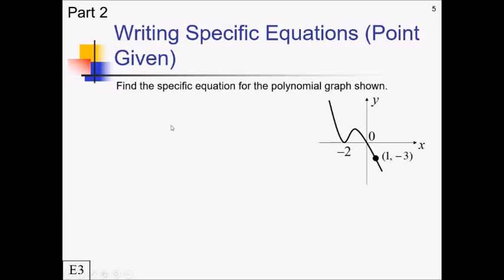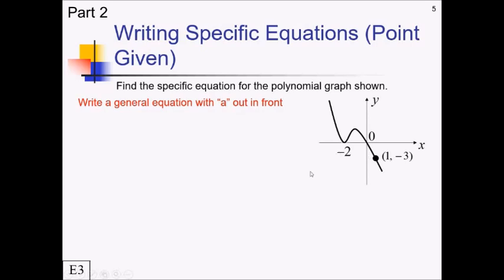So what we're going to do is write the general or possible equation just like we did on those last examples, but we're going to have a mystery constant out in front. So pause the video and see if you can write a possible equation for this first, and then just stick an a out in front of it.